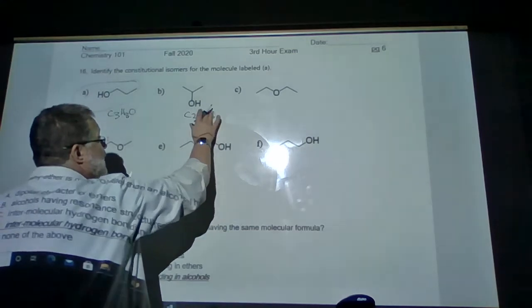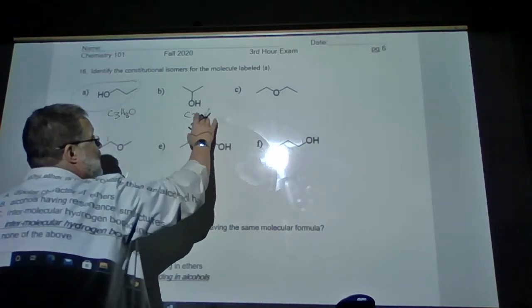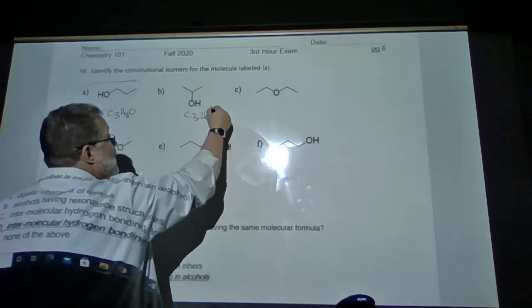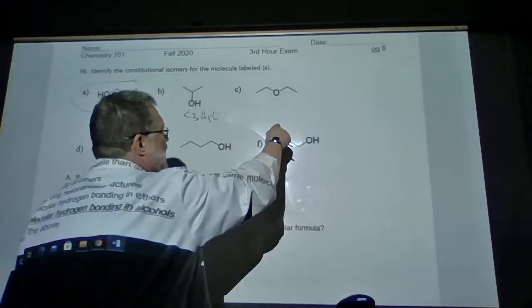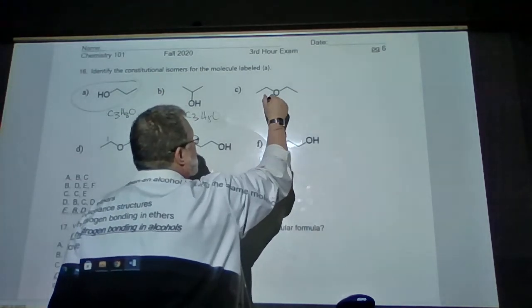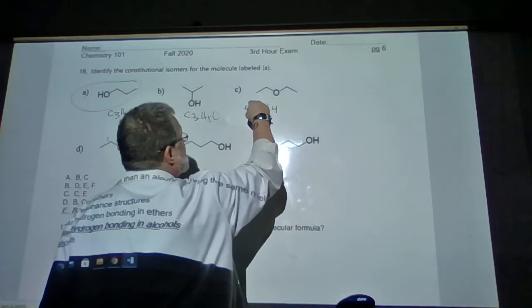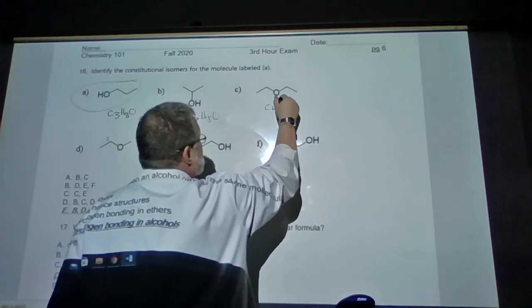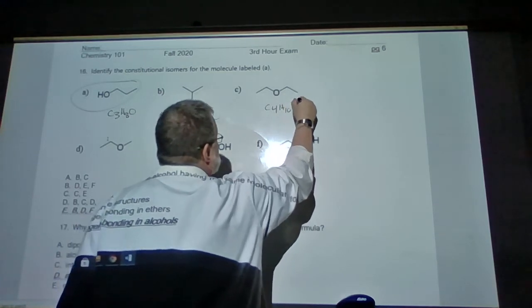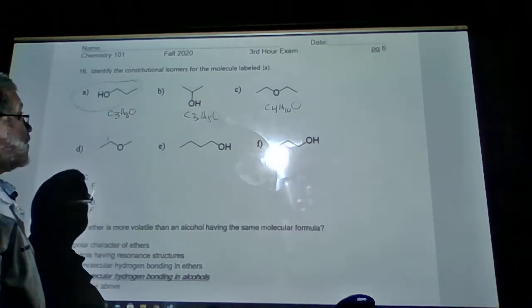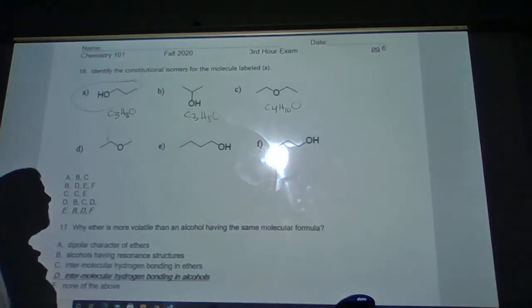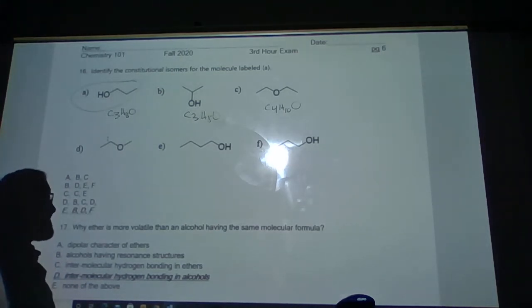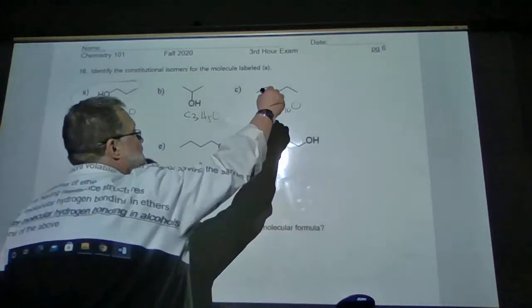So C3H8O. What about C? 1, 2, 3, 4. C4H10. C4H10O. Well, this is not a constitutional isomer just simply because it does not have the same molecular formula.